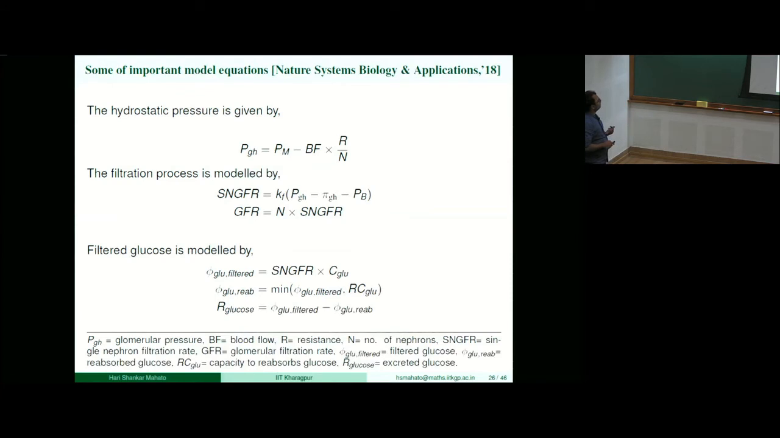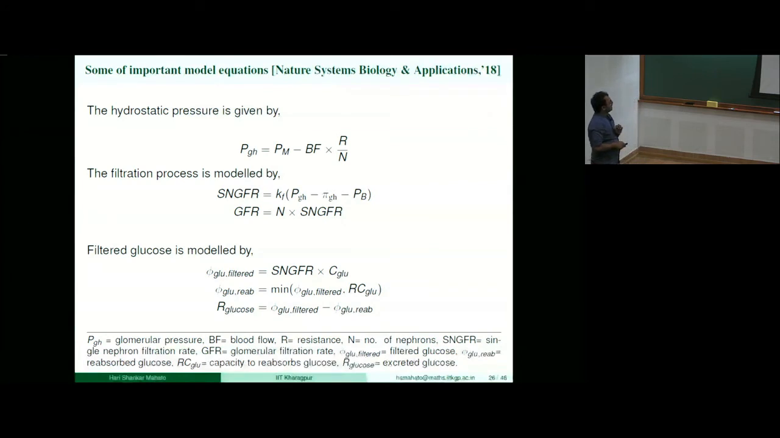So the hydrostatic pressure is given by the total blood pressure, or mean arterial pressure, minus the blood flow. And the single nephron filtration rate is given by Kf times the net filtration pressure. Then the total filtration rate is given by the number of nephrons times the single nephron filtration rate. And how much glucose we are filtering: this is the concentration of glucose, and how much we are filtering from one nephron can be given by multiplying the filtration rate for one nephron times the concentration of glucose.